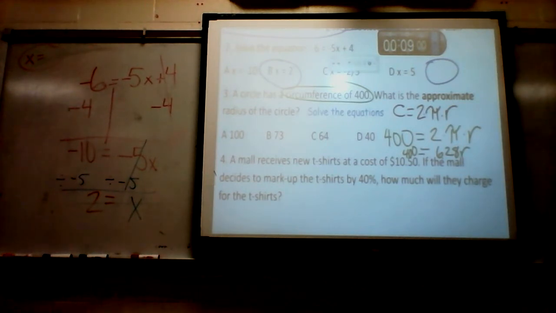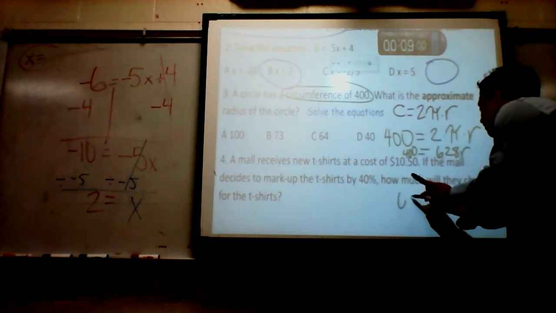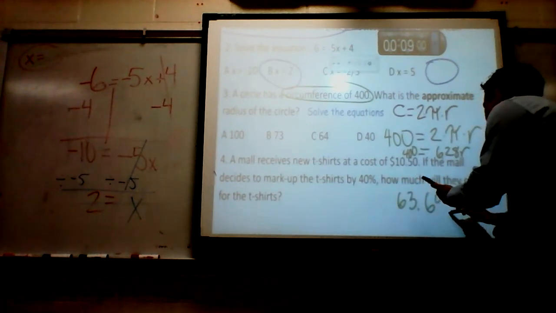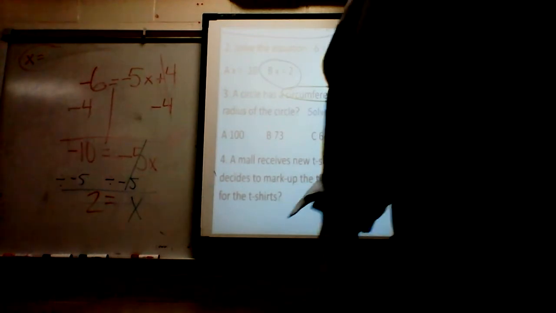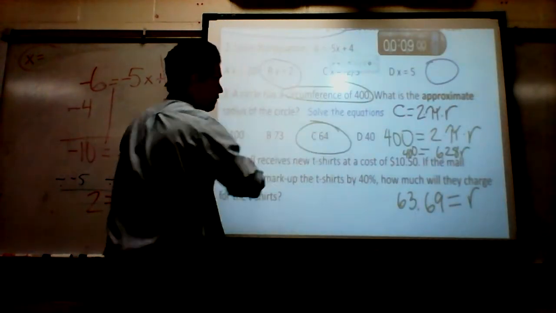On our calculator, we find that 63.69, and it goes on for a long time, is the same as r. The problem said, what is the approximate radius of the circle? Approximate means about. So if the radius is 63.69, that is about 64.